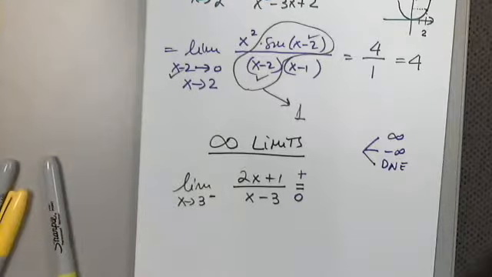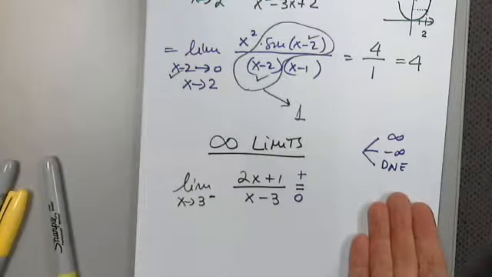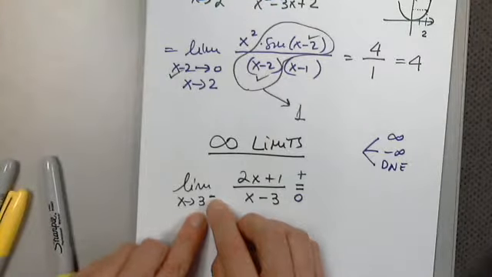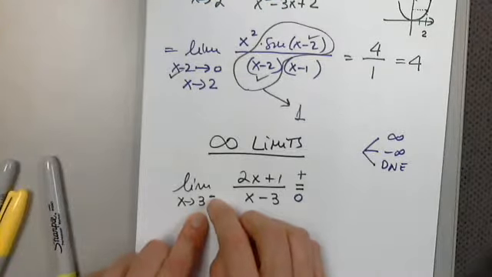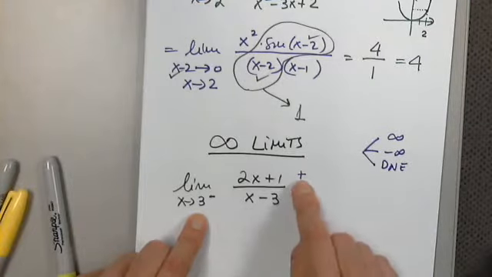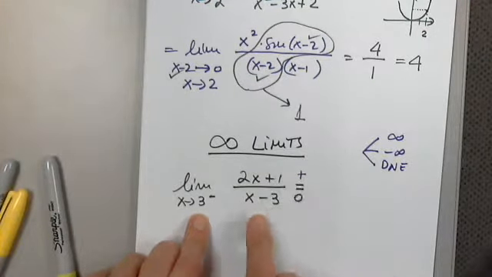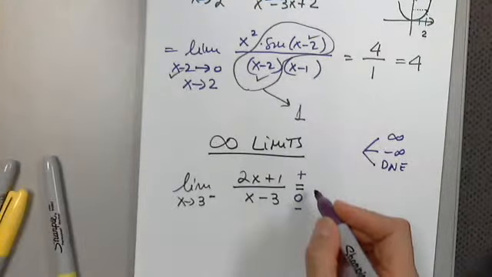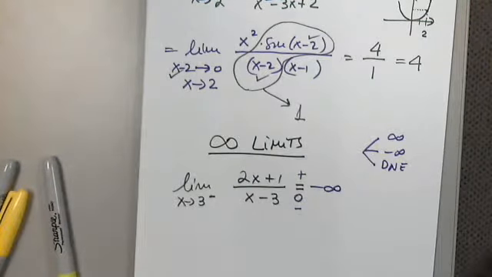What is my next step? I have to select one of the answers. Here's what I do. 3 from the left. Give me a close number to 3 from the left. You will say, 2.9. Excellent, 2.9. The numerator is still positive, no matter what. But 2.9 minus 3, what type of number will that be? Negative. So then I know exactly which one of these 3 to select. Which one will I select? That's it. Negative infinity.